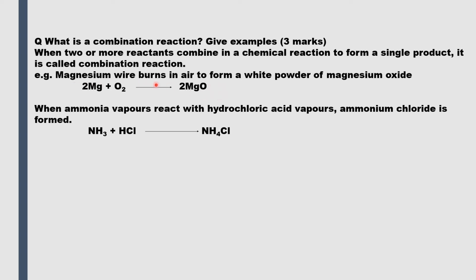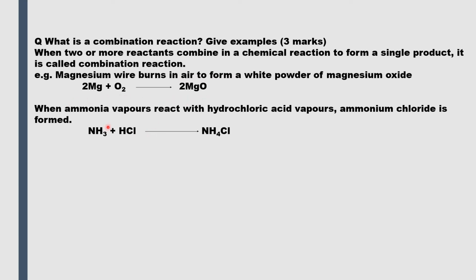So magnesium wire burns in air to form a white powder of magnesium oxide. So this is a very simplest example of combination reaction. So magnesium symbol is Mg, burns in air or oxygen, so plus O2, to form a white powder of magnesium oxide. Magnesium oxide formula is MgO. And then you will have to balance the number of atoms on both the sides of the chemical reaction, that is on the reactant side and product side. So we get 2 Mg plus O2 gives 2 MgO.